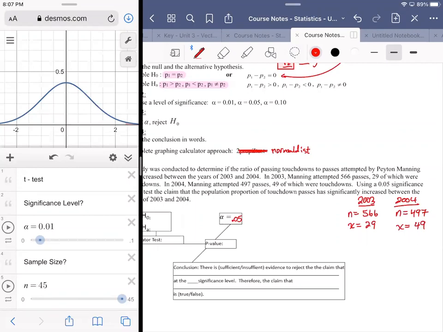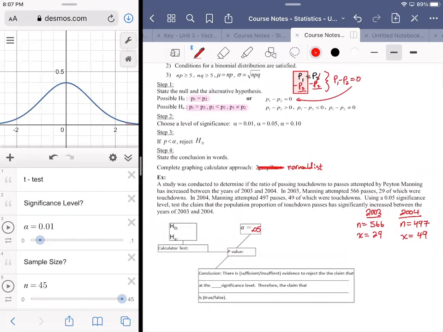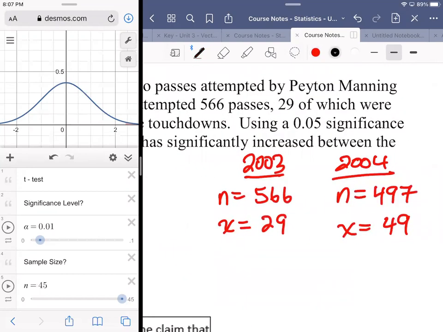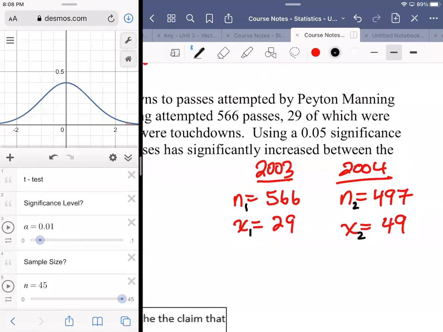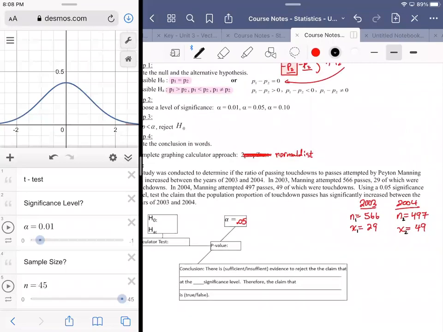So we kind of run into a problem in terms of notation here, because we have two n's and two x's. We would want to distinguish one from the other. So what I would do is I'd use subscripts. Since 2003 is my first set of information, I'd sub those with ones. 2004 is my second set of information, so I'd sub those with twos, just to distinguish them from one another.